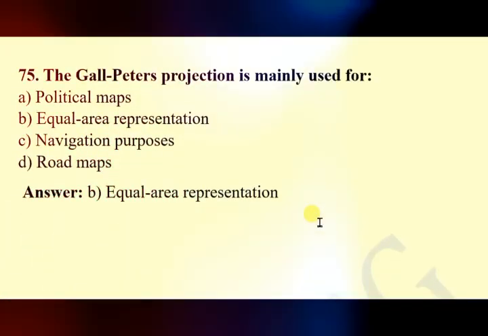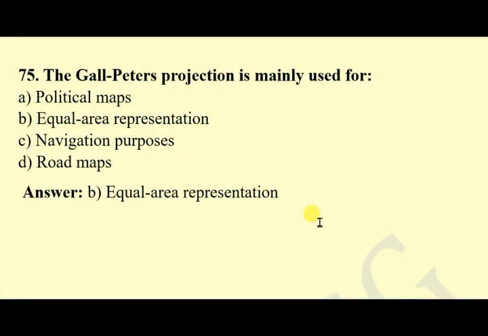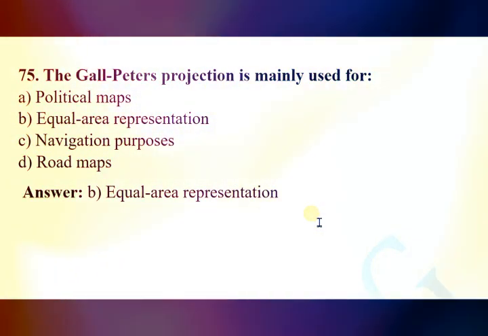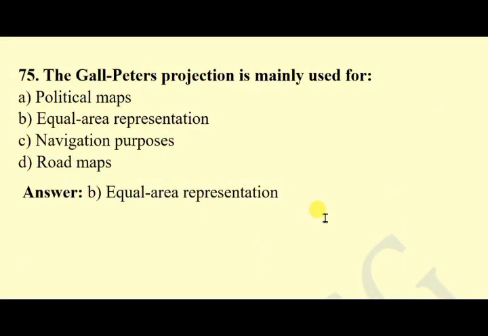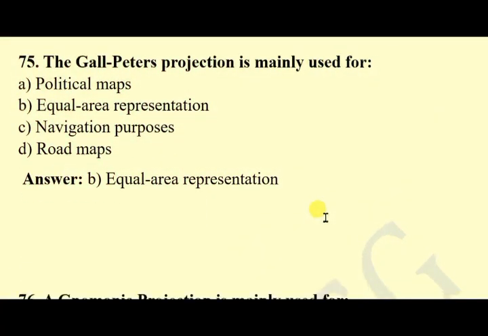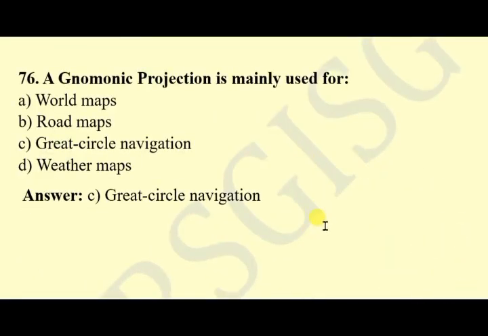Question number 75. The Gall-Peters projection is mainly used for political maps, equal area representation, navigation purposes, road maps. The right answer will be equal area representation. Question 76. A gnomonic projection is mainly used for world maps, road maps, great circle navigation, weather maps. The right answer will be great circle navigation.